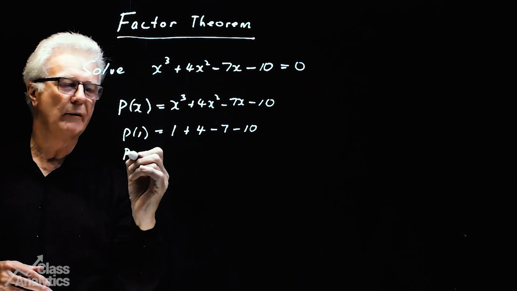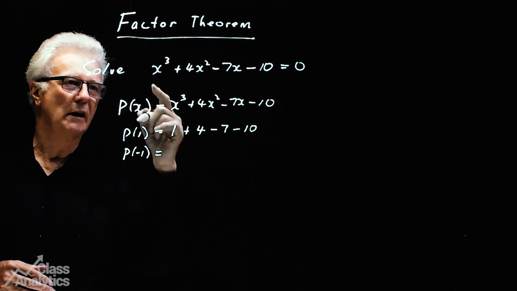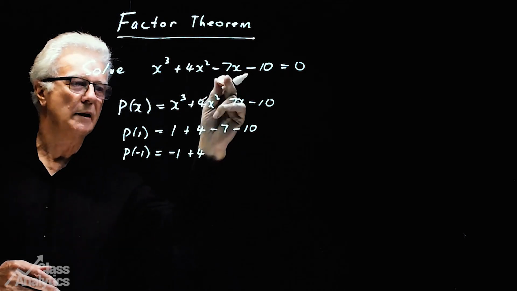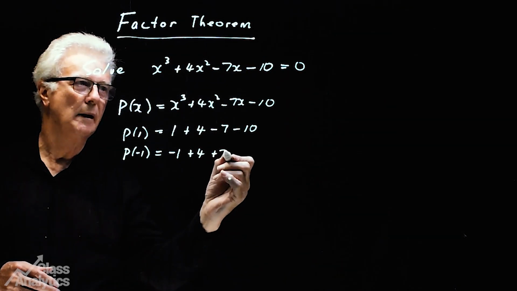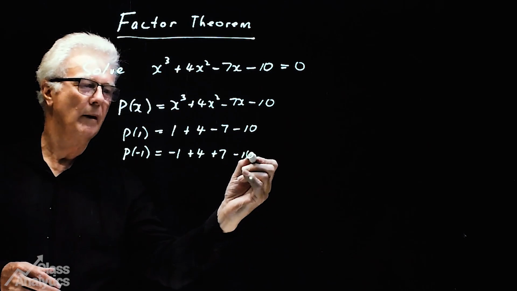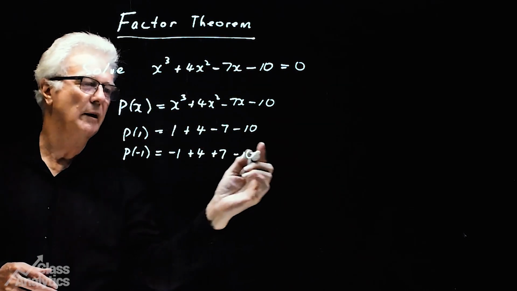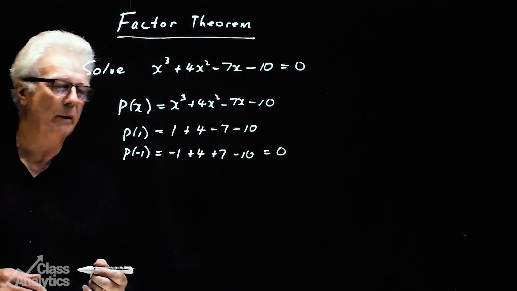So we'll just try the negative 1. That's going to give me minus 1, plus 4, plus 7, and minus 10. So minus 10 and minus 1, and 4 and 7, 11. So that was the one. It was that one there.